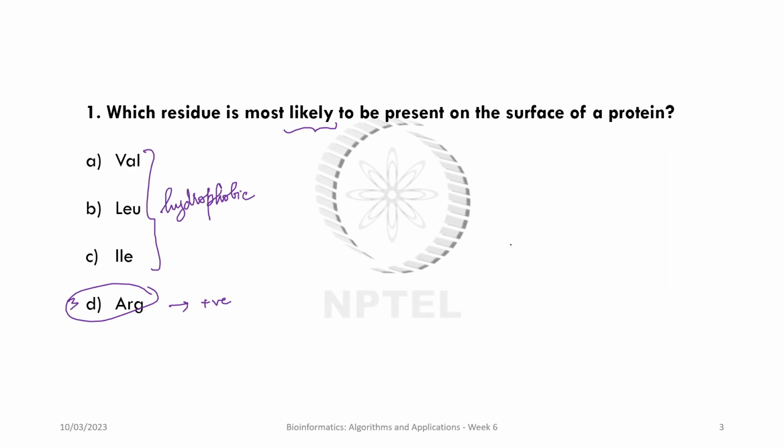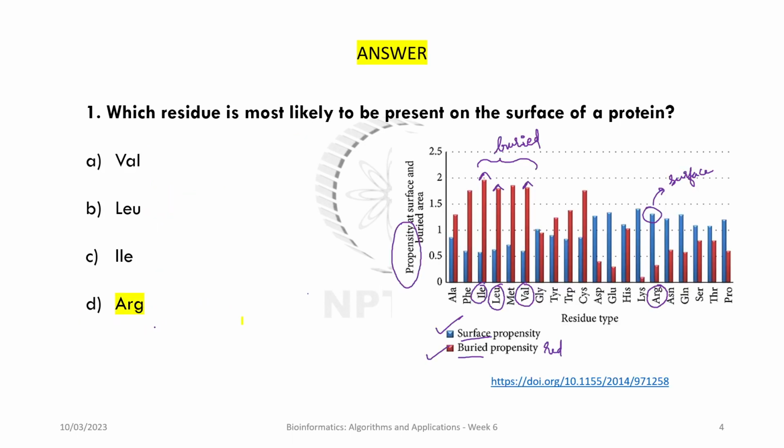Amongst the four options given, three of them are aliphatic amino acids, right? And these are hydrophobic in nature with no polar residues or functional groups or positively or negatively charged groups present. Whereas arginine is positively charged and therefore can interact better with solvent molecules, right? Can tolerate more. Therefore, arginine has a greater propensity to be present on the surface, which is further shown here.